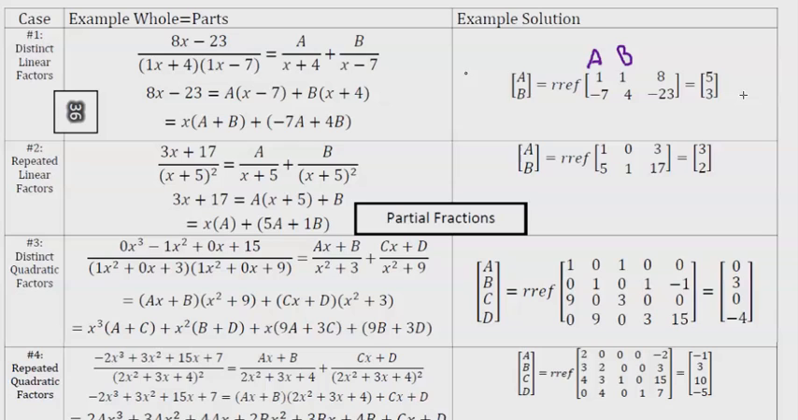So the first row represents x coefficient, and the second row represents the constant coefficient. From there, you would solve the system of 2 equations. And you get an answer of 5 is A and 3 is B. And then you would just plug them in right here, and you have your 2 separated fractions.